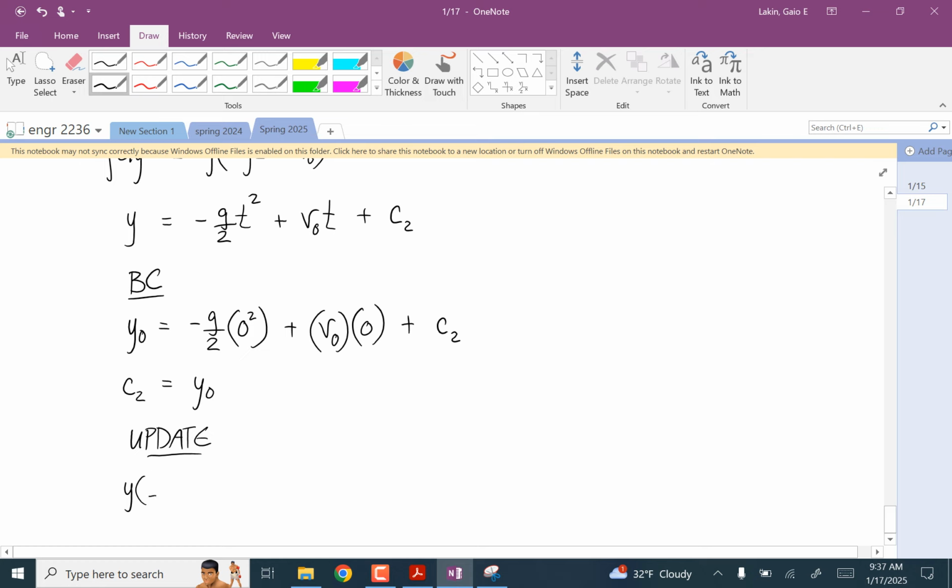And you get that y as a function of time is equal to negative 1/2 gt squared plus v0t plus y0. And that's the other equation that you're familiar with from Physics 1 for a free fall problem. Any questions about either of those steps?